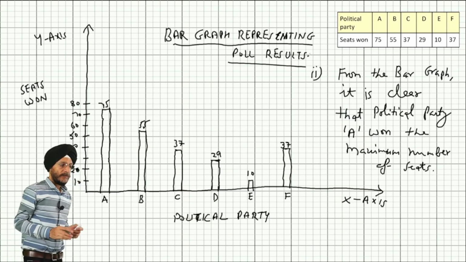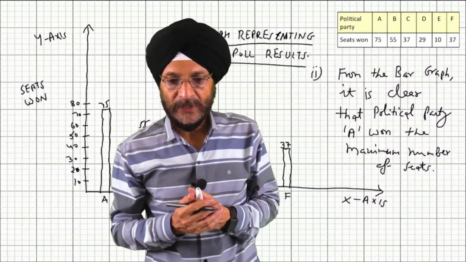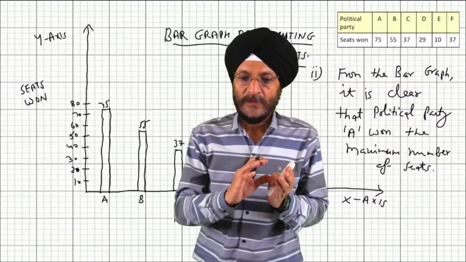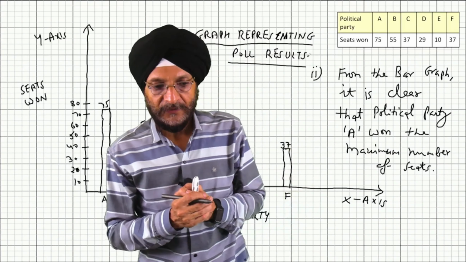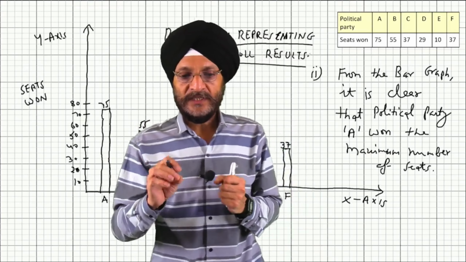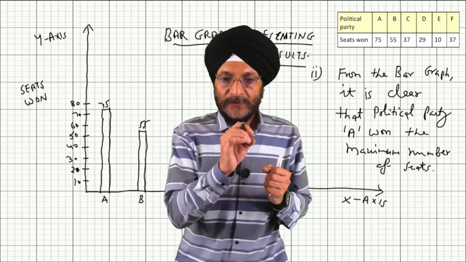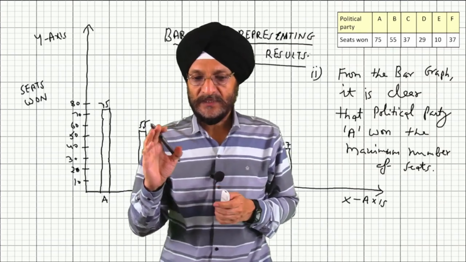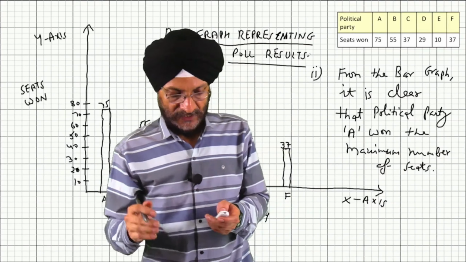We hope we have been able to form the bar graph which is easy to understand and you can easily conclude from the graph which party has won in the elections.